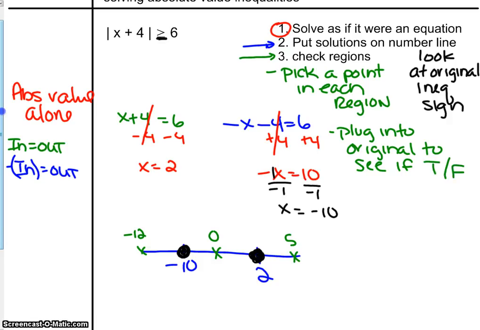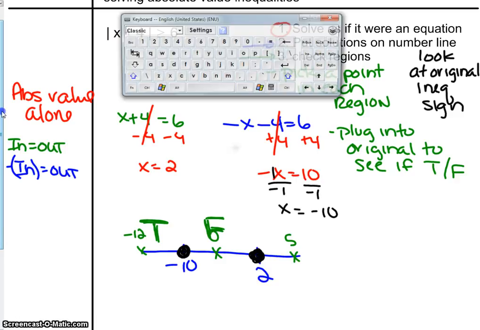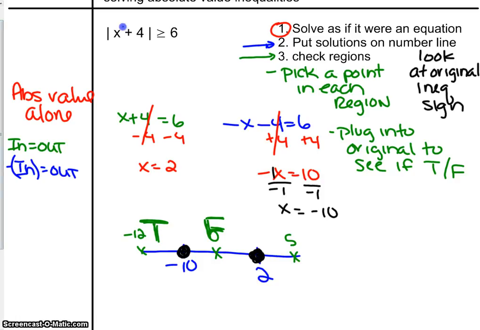So I'm going to start with my negative 12, and I'm going to plug it in for x. So negative 12 plus 4 is a negative 8. Absolute value of 8 is positive 8. That's greater than or equal to 6. So out here, it works. It's true. If I plug in 0, 0 plus 4 is 4. Absolute value of 4 is 4. 4 is not greater than or equal to 6. So it's false in here. So I go to the outside. I'm going to go out to that 5. 5 plus 4 is 9. Absolute value of 9 is 9. It's greater than 6. So out in this region, also true.